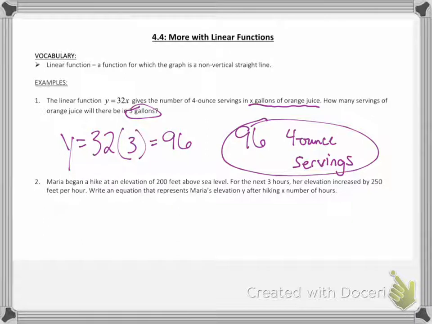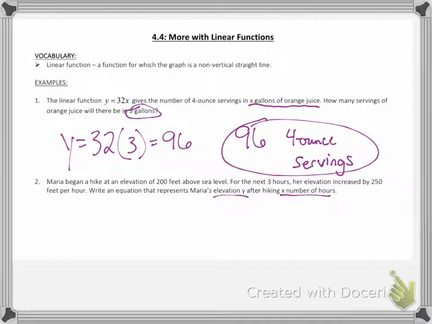Second problem here. Maria began a hike at an elevation of 200 feet above sea level. For the next 3 hours, her elevation increased by 250 feet per hour. Write an equation that represents Maria's elevation y after hiking x number of hours. So, I tell you what both variables mean. And like any good word problem, it's good to identify the variables and their meanings, so if you have to do some interpreting, you know exactly what you're trying to find.